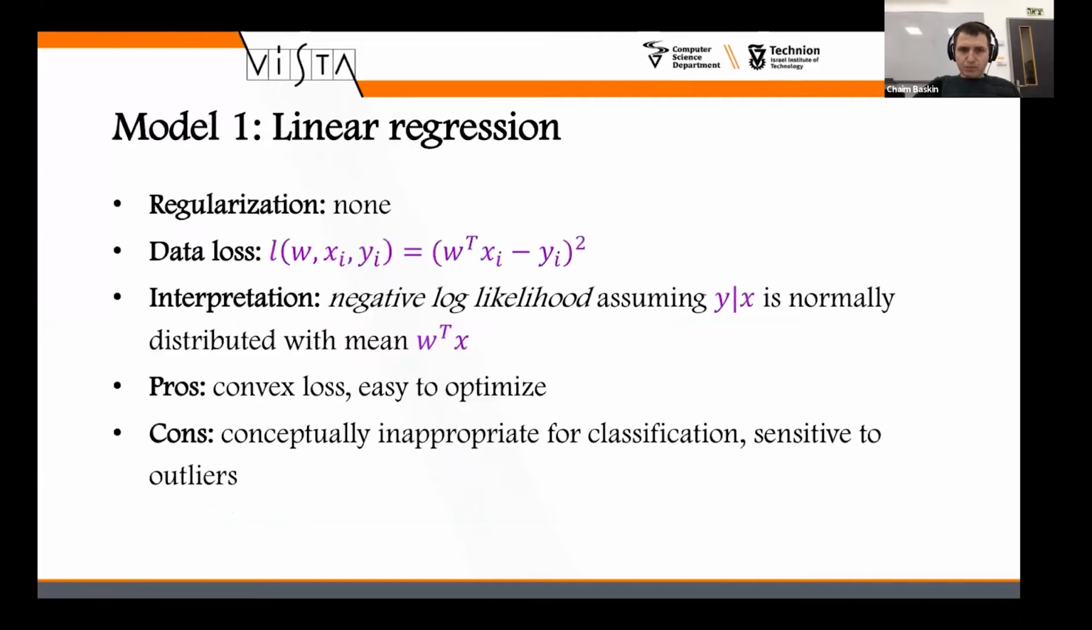Okay. So regularization. I will cover, very briefly, most of the linear models, starting with linear regression with no regularization. The data loss is the L2 loss, the difference between our predicted value and our real value.